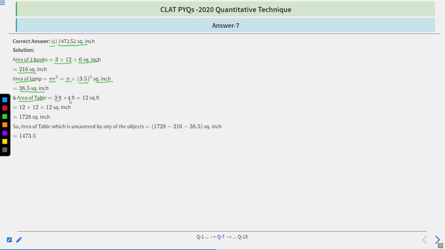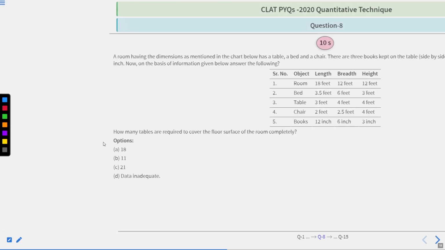Area of table, 3 times 4 feet means 12 square feet. Now converting it into inches, you will have 12 times 12 times 12, so 1728 square inches. Now area of table which is uncovered by any of the objects will be 1728 minus 216 minus 38.5. You will have 1473.5 square inch. I hope the explanation is very clear to you. Let's move to the next question.